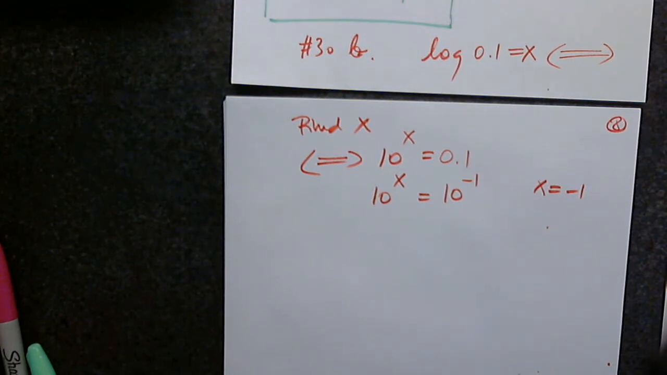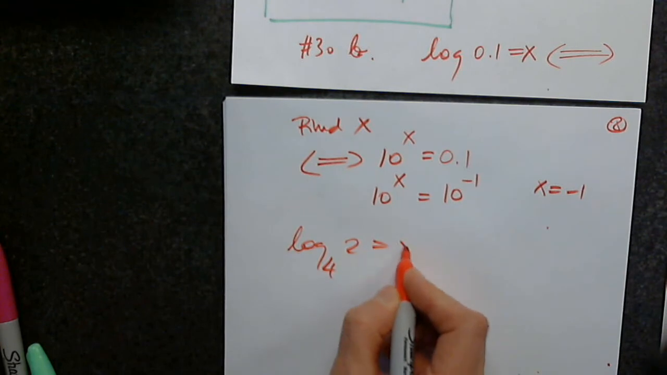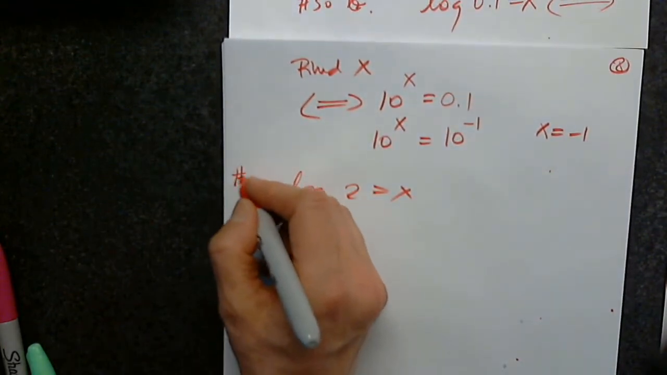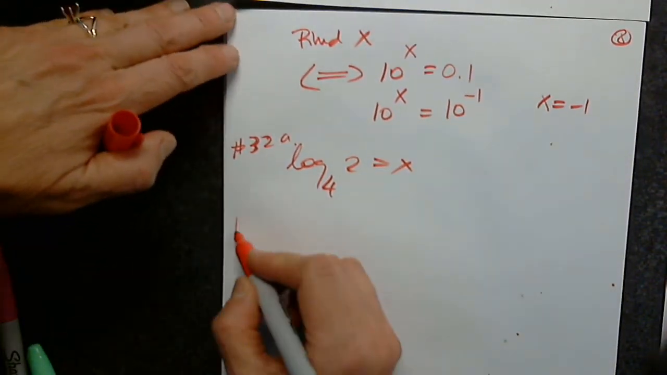32a. Log base 4 of 2 is x. It's the same problem. I would have chosen 36, but since we started, let's finish it, and then we'll look at 36.